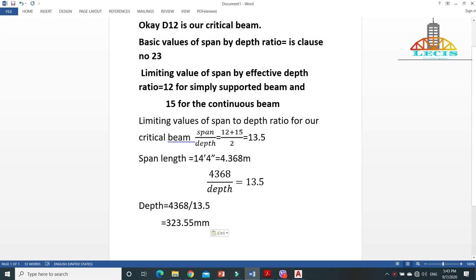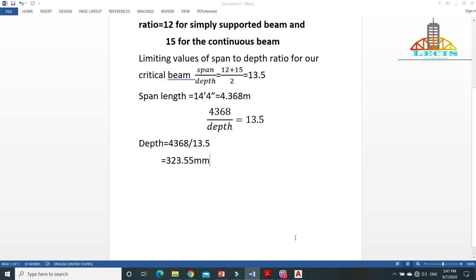So span length equals 14 feet 4 inches, which equals 4.368 meter, and we have the span to depth ratio, that is 13.5. From this equation we can calculate the depth. So depth comes out to be 323.55 mm. This obtained depth, 323.55 mm, is the effective depth of the beam.